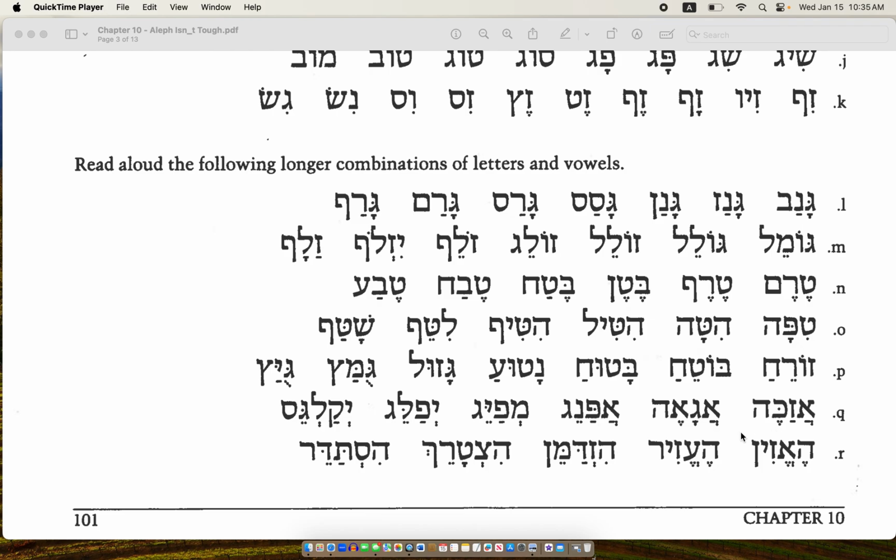Azakeh, agae, apaneg, mifayeg, yifaleg, yikalges. Line R.